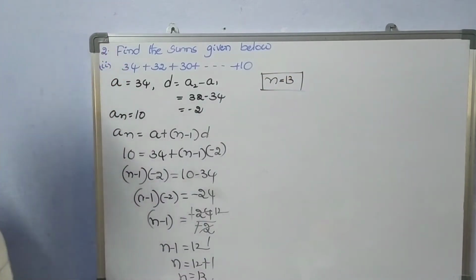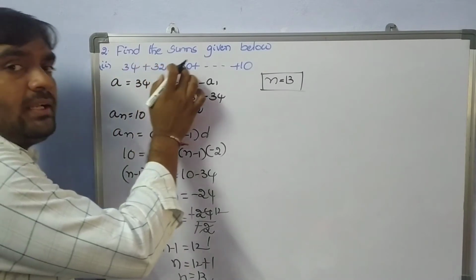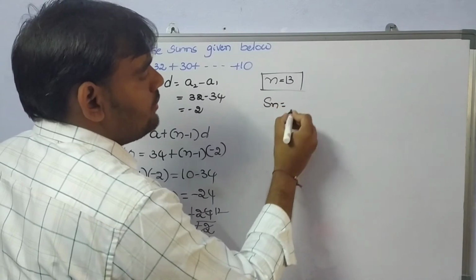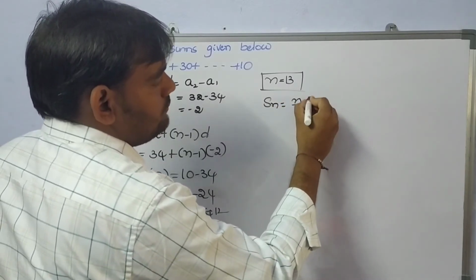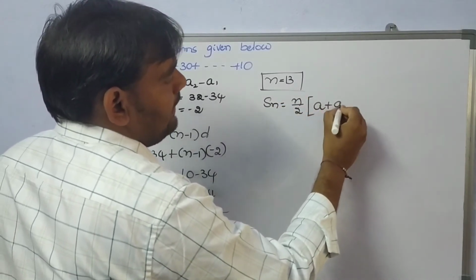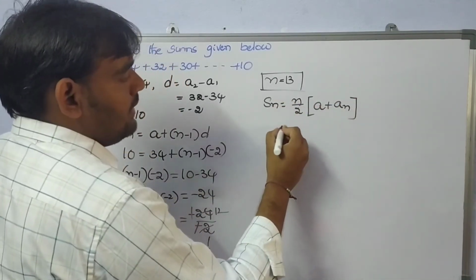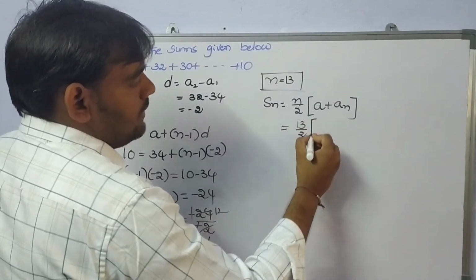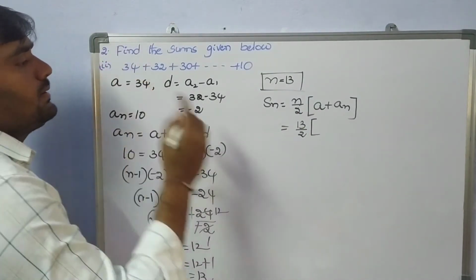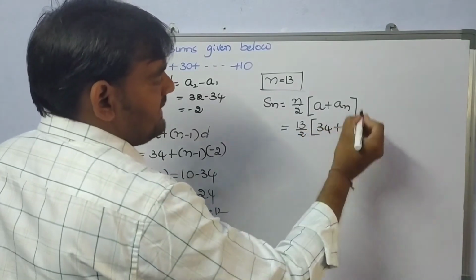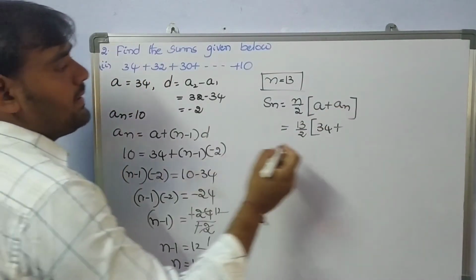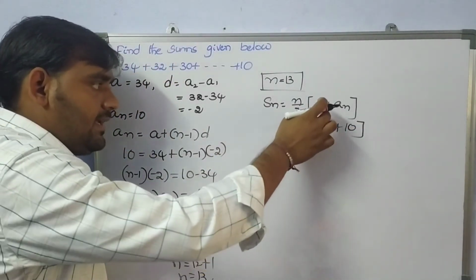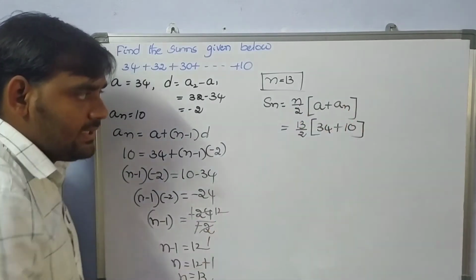N is equal to 13. But our aim is we need to find the sum of these terms. So here Sn is equal to n by 2 into (a plus an). This is the formula. N is nothing but 13 here. So 13 by 2 into a value, which is 34, plus an value, which is 10. Is it clear or not? N is 13, a is 34, an is 10.